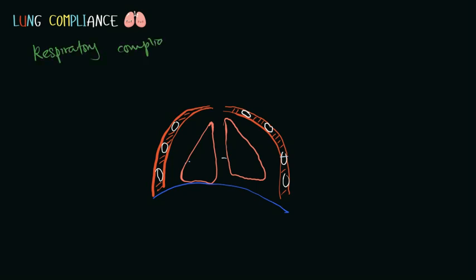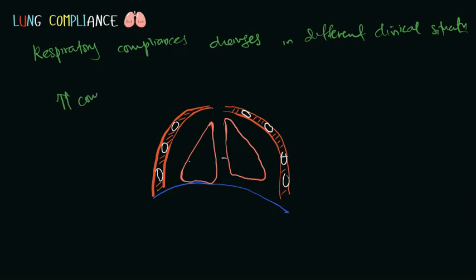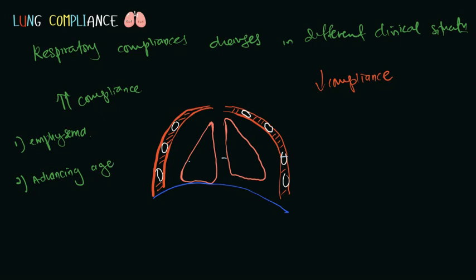Now let's see how respiratory compliance is affected by different clinical situations. Let's see some causes which increase the lung compliance and those that reduce lung compliance. In emphysema, the lung will have increased compliance due to the destruction of lung elastic tissue. Advancing age will also have increased compliance due to the degeneration of elastic tissue. And in neuromuscular disorders, the lung compliance will increase because of the reduction in muscle tone. Therefore, the lungs and the chest wall can easily expand.